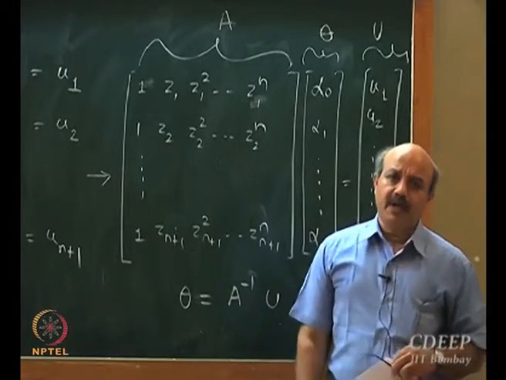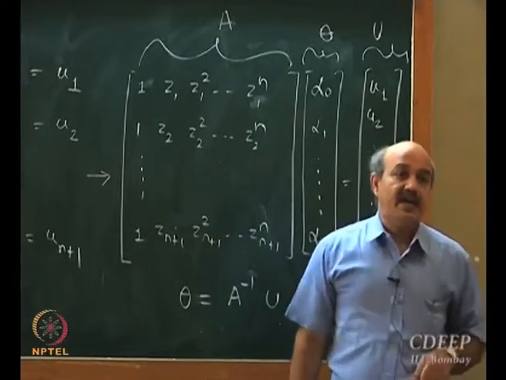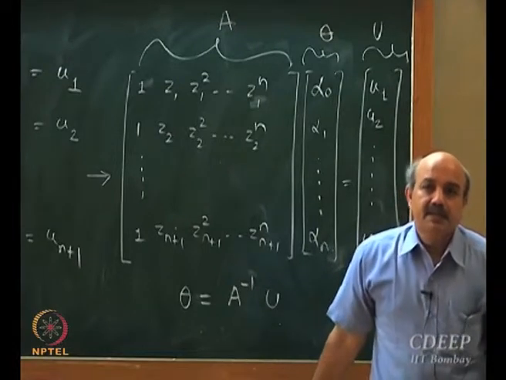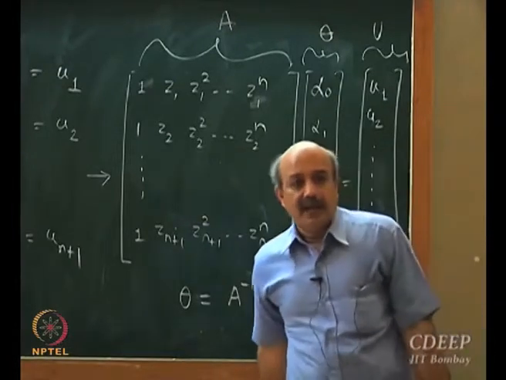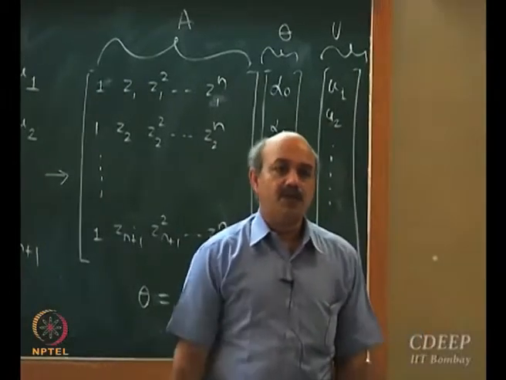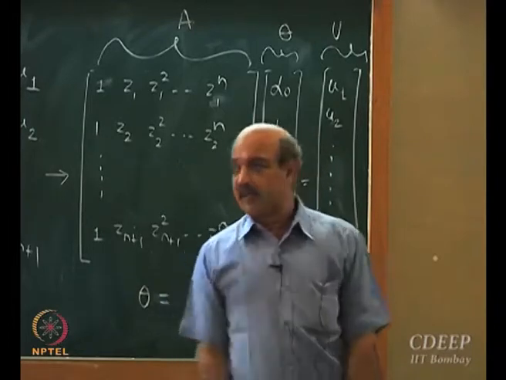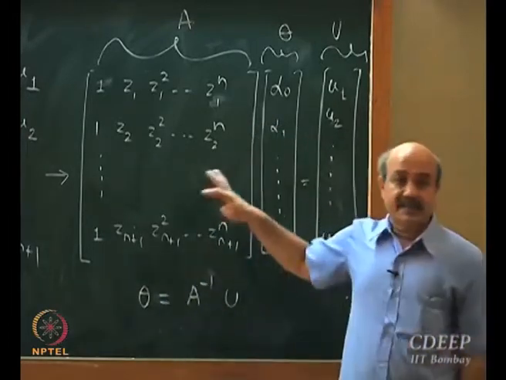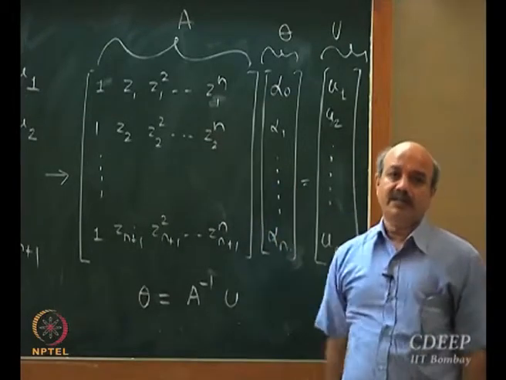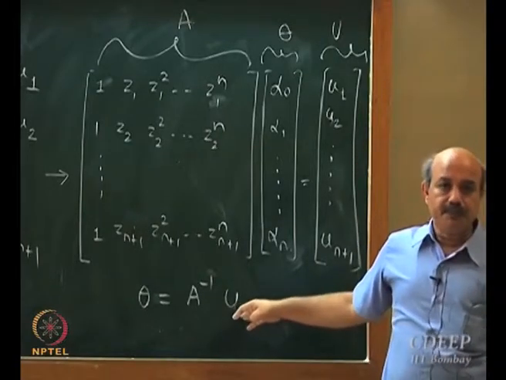Well, I am going to use the idea of interpolating polynomial to discretize boundary value problems, to discretize partial differential equations. The method that is used to do that is called the method of orthogonal collocations. Why this word orthogonal comes into the picture, we'll look at those details. But the basis is this, that if you know a value at a certain number of points, then theta can be expressed as A inverse U.